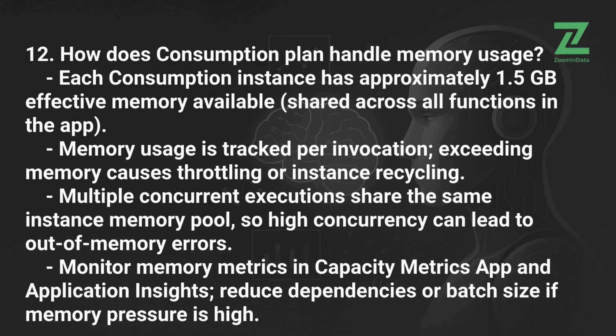12. How does consumption plan handle memory usage? Each consumption instance has approximately 1.5 GB effective memory available, shared across all functions in the app. Memory usage is tracked per invocation. Exceeding memory causes throttling or instance recycling.